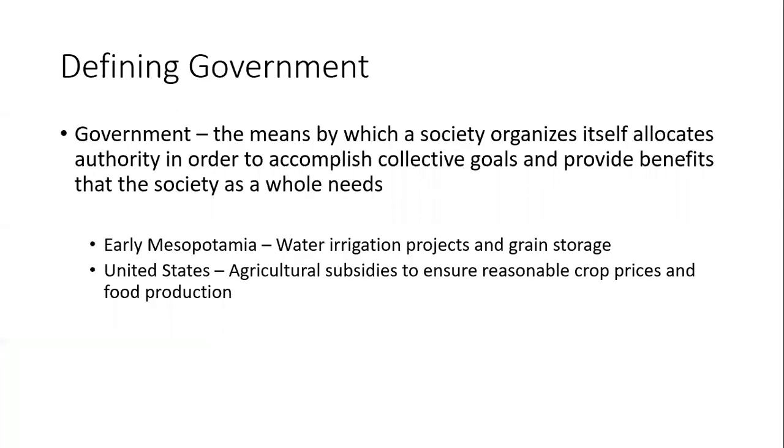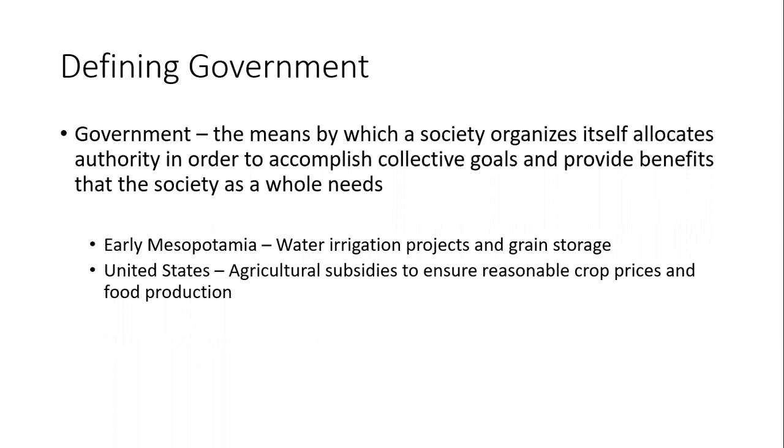When we're looking at government, what do we mean? This is a government class. What are we going to be studying? Basically, when we look at government, we're looking at the ways in which society organizes itself, how it's going to regulate and allocate its authority, how that authority is going to bring about the collective goals of society, and how it's going to benefit everybody.